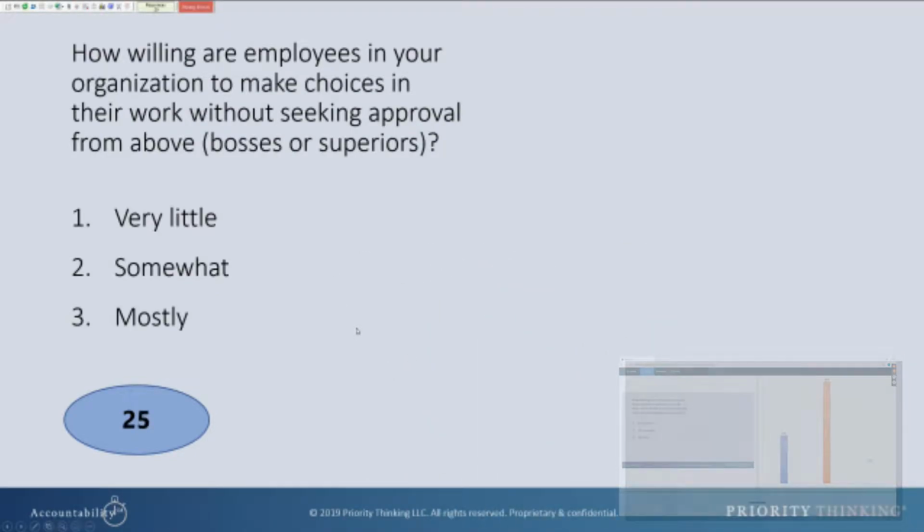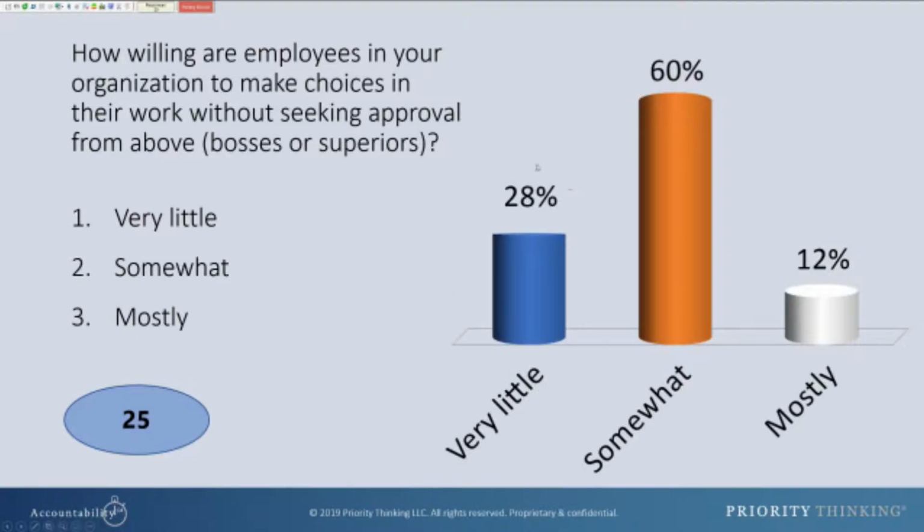Okay, very good. Let's close the polling. All right, 28% very little, 60% of you, the vast majority, said somewhat, and 12% mostly. So if you have an organization where your employees are qualified to do the work, as far as having been trained, and they still go to the boss to seek approval, then there is some degree of arbitrariness occurring in which the employees are not sure what constitutes the excellent choice. So just examine that.